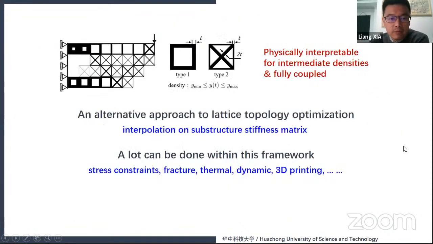So finally, in this work, we proposed an alternative approach to lattice topology optimization, where the scales are not separated and the designs are physically interpretable and fabricable. In our opinion, there are a lot of interesting and challenging extensions that can be done within this framework. That's all of my presentation. Thank you very much for your attention.